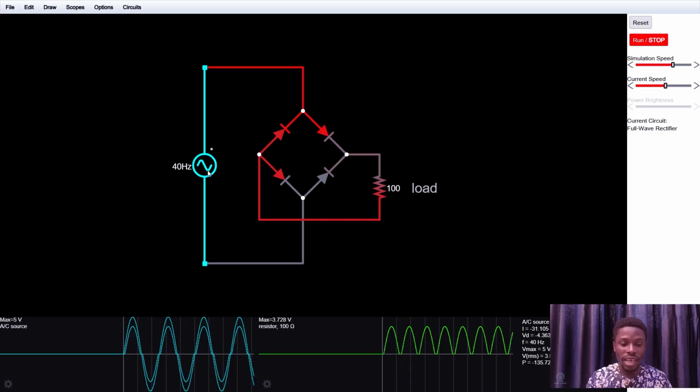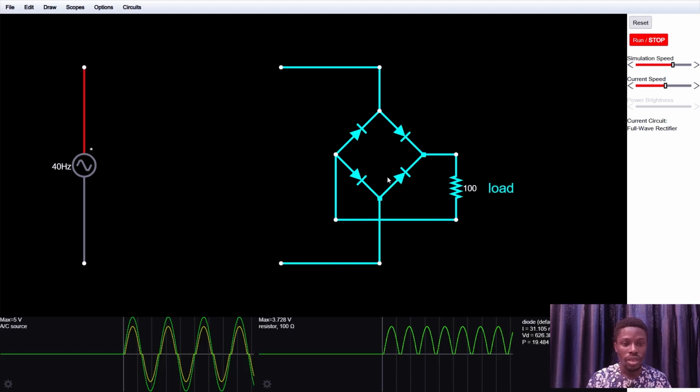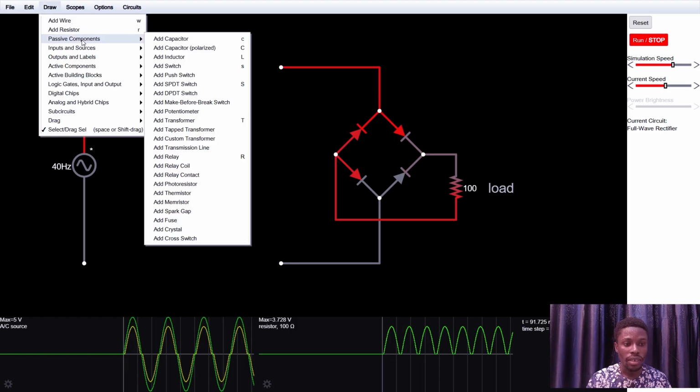So let's do this in a real life scenario. I will move this away a little. Let's move this also a little. I want to add a transformer. Let's add a transformer.